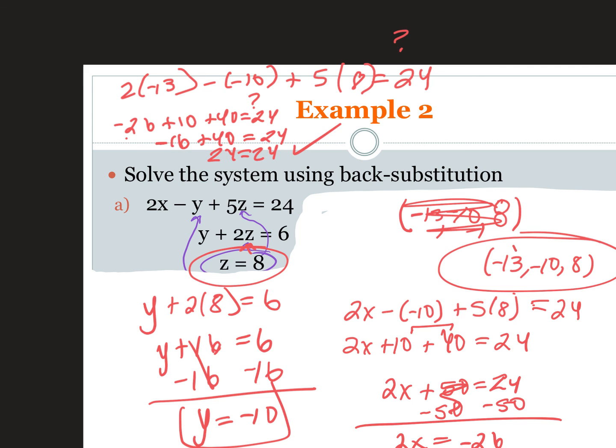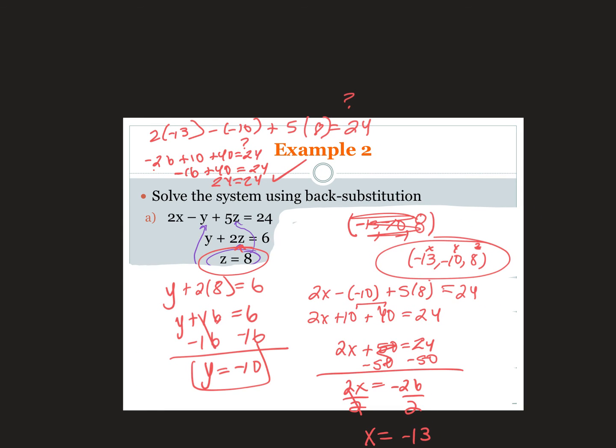So that means this is my ordered triple. This is my x, this is my y, and this is my z. Does that make sense, ladies and gents?